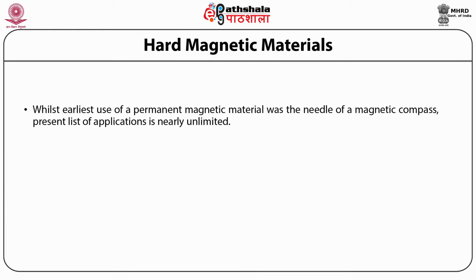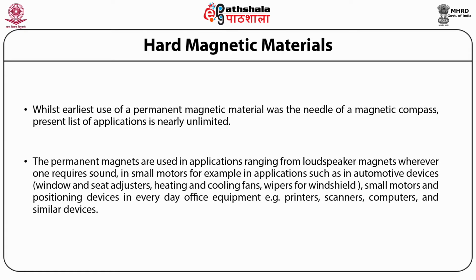Present, the list of applications is nearly unlimited. Permanent magnets are used in applications ranging from loudspeaker magnets, wherever one requires sound, to small motors, for example, in automotive devices, window and seat adjusters, heating and cooling fans, windshield wipers, small motors and positioning devices in everyday office equipment, for example, printers, scanners, computers, and similar devices.